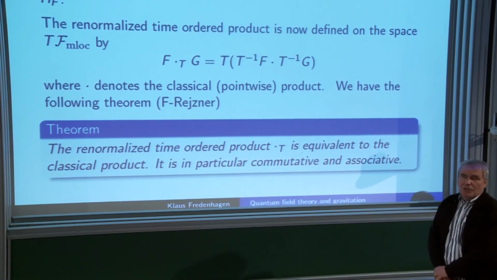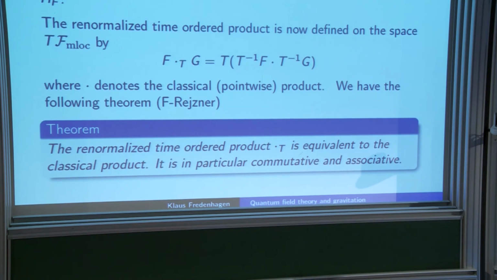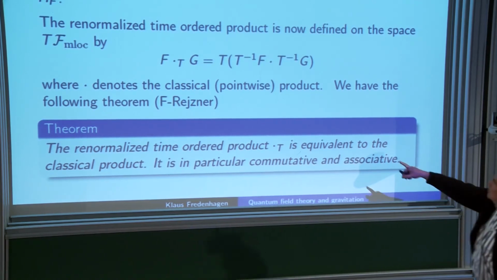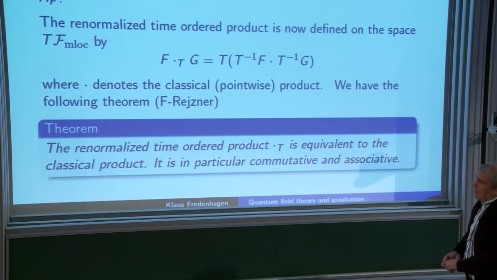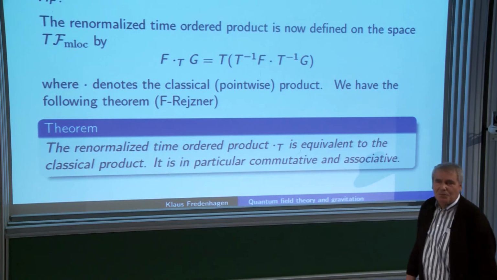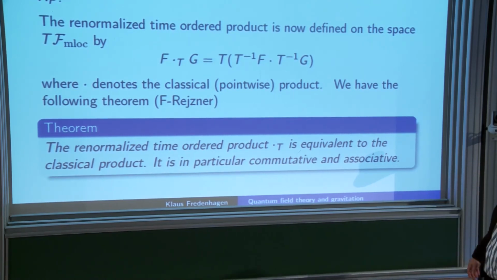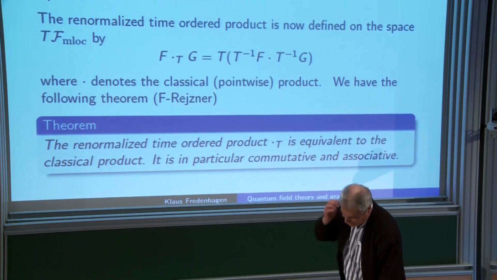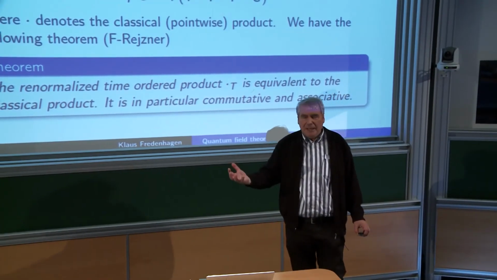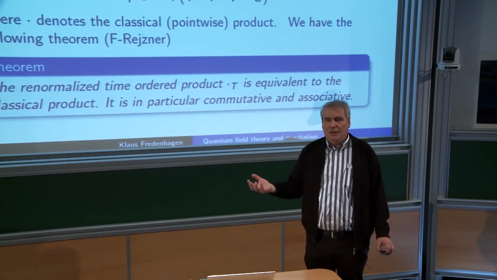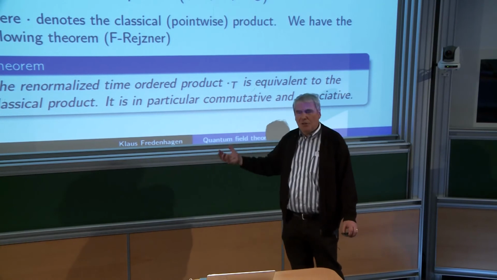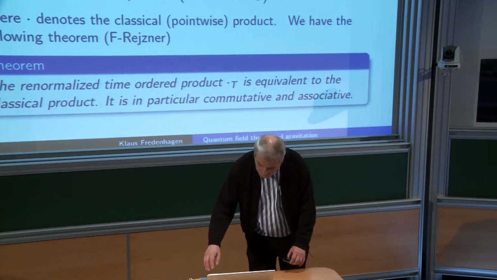Now we can define the time-ordered product. Namely, the time-ordered product is just equivalent to the classical product via the time-ordering operator, with the formula written there. And this is the statement of this theorem, which of course contains as an essential point that this multiplication map is invertible. This was done together with Katarzyna Rejzner. In particular, the time-ordered product can be defined as a binary product of functionals, and this product turns out to be associative and commutative because it's equivalent to the classical product.